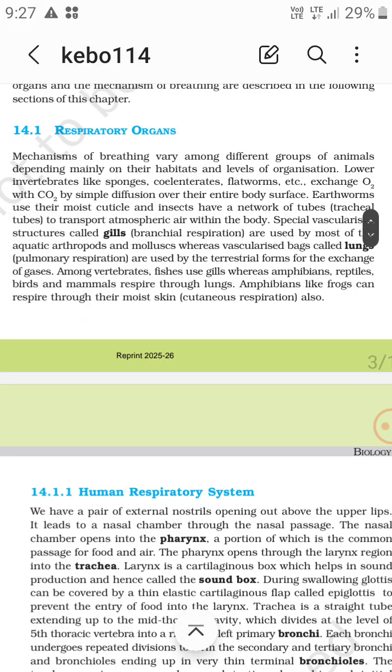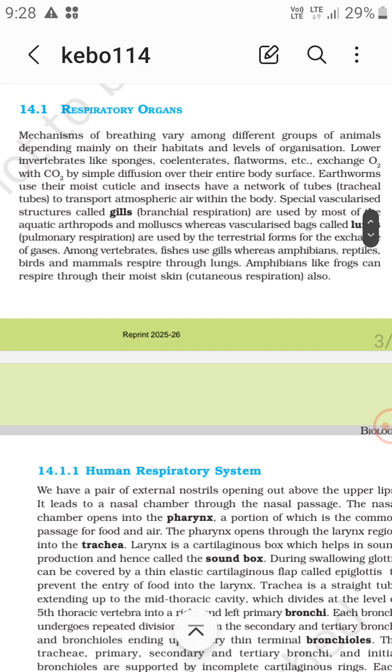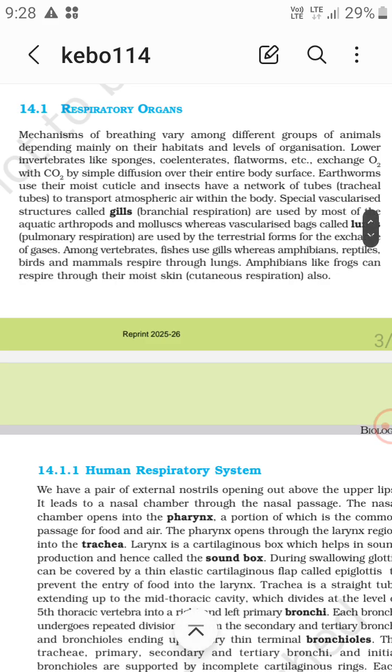body surface. Earthworms use their moist cuticle and insects have a network of tubes, that is tracheal tubes, to transport atmospheric air within the body. Special vascularized structures called gills, that is branchial respiration, are used by most of the aquatic arthropods and mollusks. Whereas vascularized bags called lungs, that is pulmonary respiration, are used by the terrestrial forms for the exchange of gases.